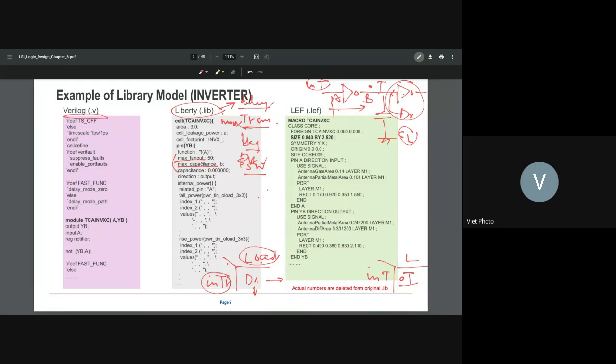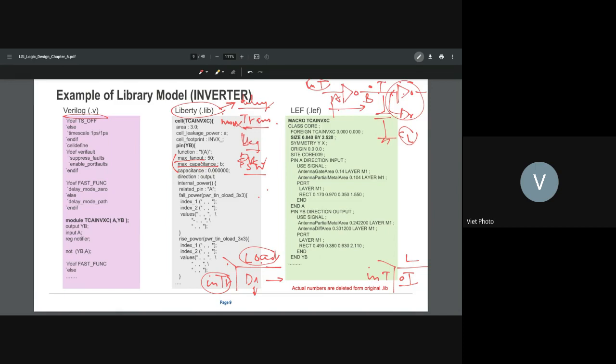Max fan out is going along with the max capacitance. So max capacitance, why? Because that's a high fan out. When you have the capacitance, the load, max capacitance means a max load.